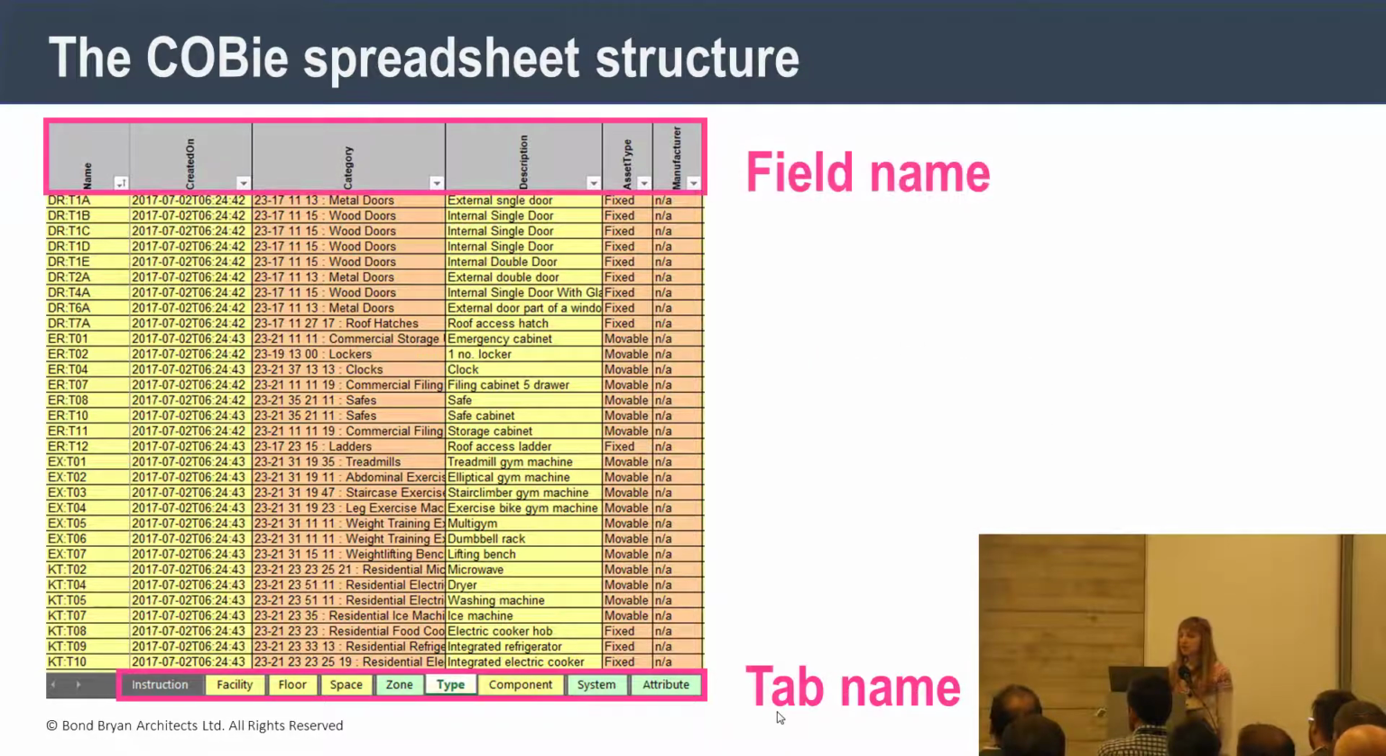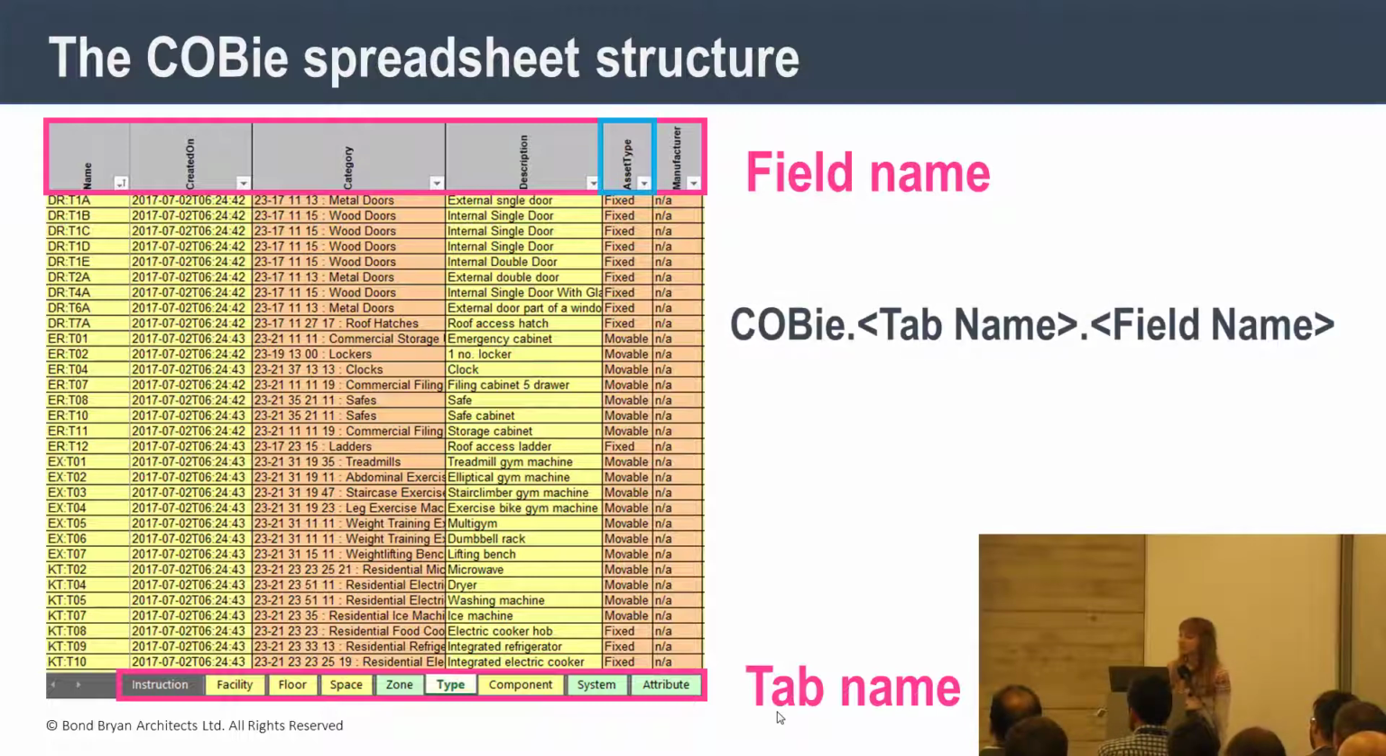Within the tabs, each column represents a COBie field, and the syntax we commonly use to describe the location of these fields is COBie.tabName.fieldName. So if we wanted to specify asset type, on the type tab it would be COBie.type.assetType.